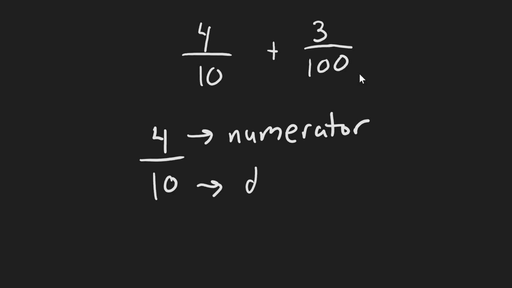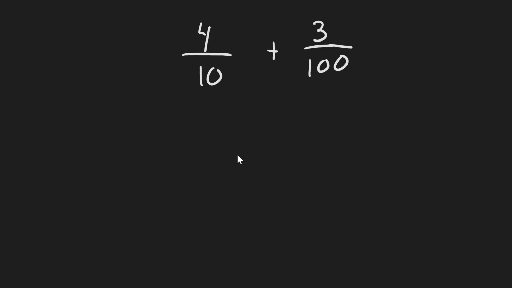And the bottom number of the fraction is called the denominator. So numerator and denominator. You want to write that down or have some way of remembering that. You'll be hearing that a lot from me and from everyone else. Okay, so that's it for terminology. Let's solve this problem. So 4/10 plus 3/100.